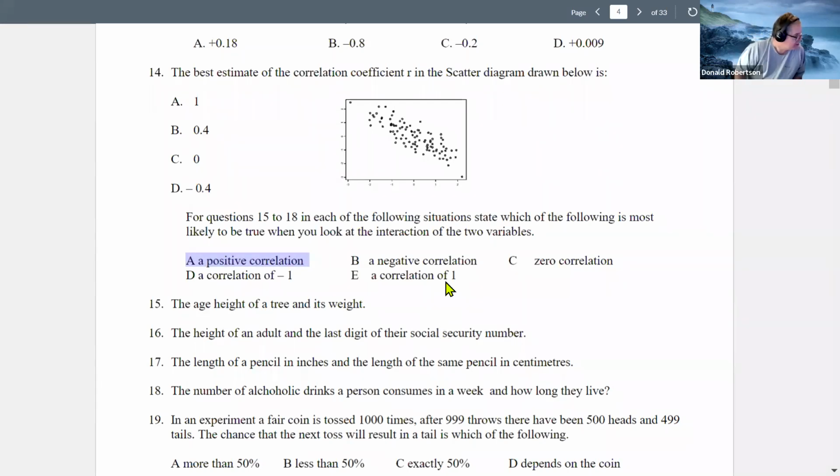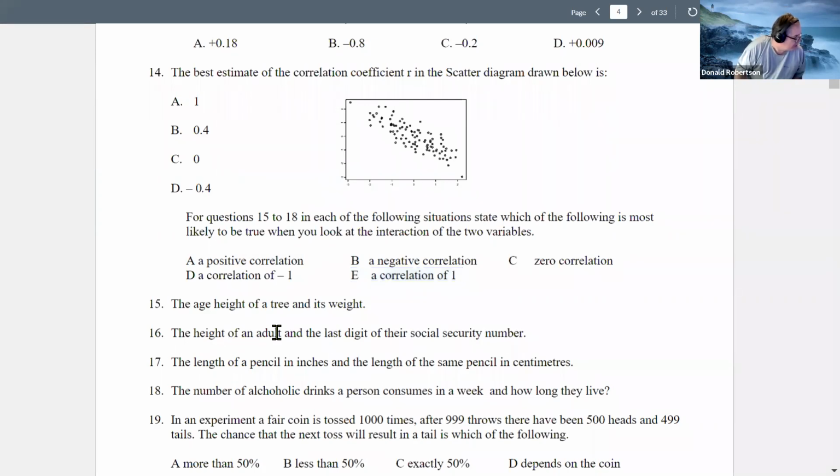Now it won't be 1, because some years the tree grows 4 inches and the next year it grows 2 inches, right? It's going up, but it's not a fixed amount. It's not a perfect straight line.